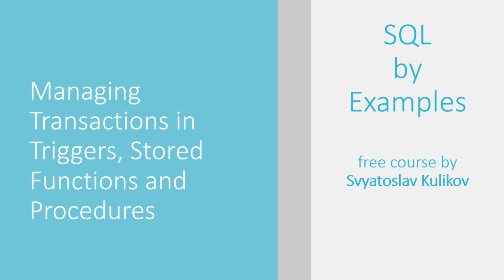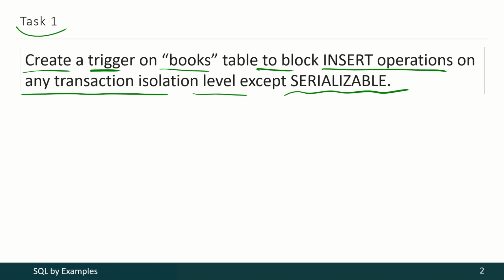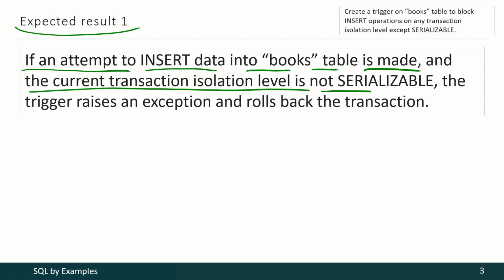In this video we shall discuss how to manage transactions in triggers, stored functions and procedures. In the first task we have to create a trigger on books table to block insert operations on any transaction isolation level except serializable. The expected result here is that if an attempt to insert data into books table is made and the current transaction isolation level is not serializable, the trigger raises an exception and rolls back the transaction.